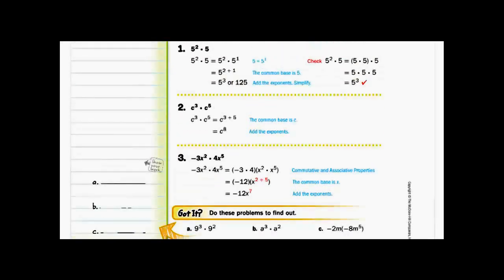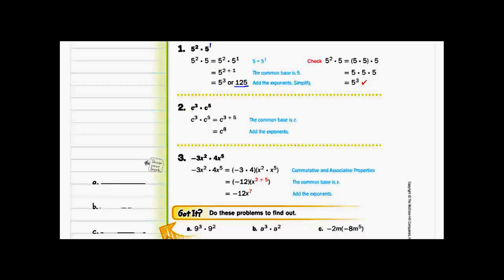5 squared times 5. Now I want you to realize that anytime it says times 5, that means 5 to the 1st. Anytime you do not see an exponent, you assume it's a 1. So here you have 2 5s. Here you have 1 5, so we're multiplying. The bases are the same. So we actually have 3, 5 to the 3rd. And you can just leave it like that. You do not have to take it all the way out if you do not want.